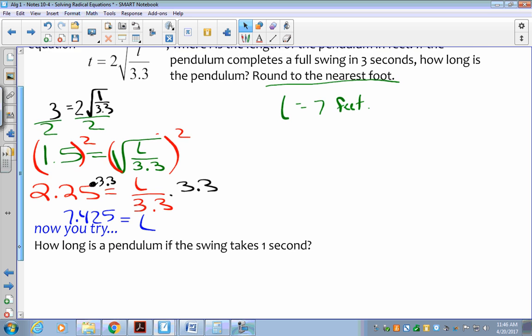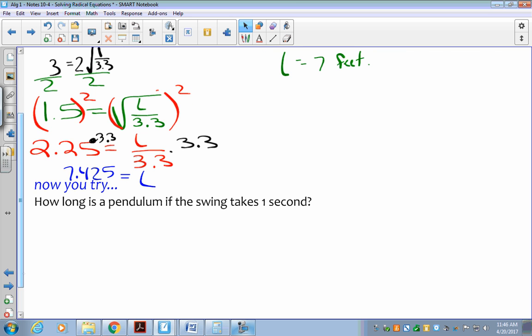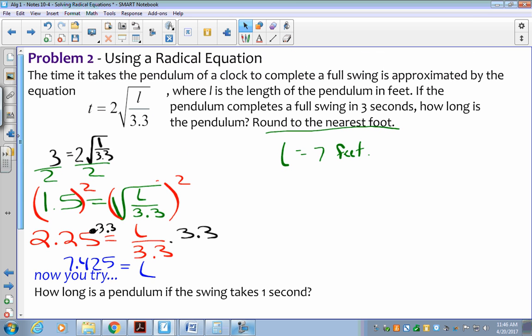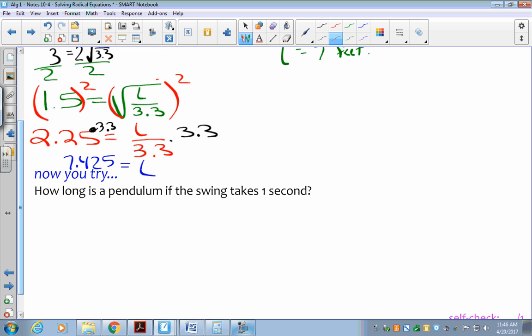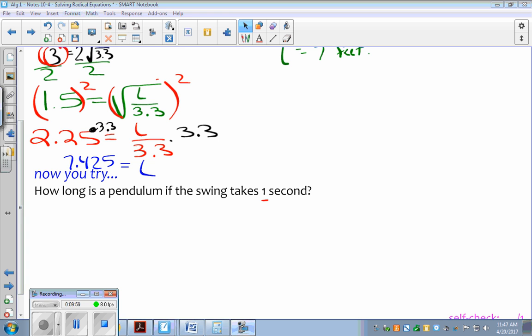You guys are going to do this problem, but instead of 3 seconds, we are going to plug in 1 second. So let me circle where we plugged in the 3. Take a moment. I'm going to give you guys like 60 seconds, just in case you need to grab a calculator to do this problem.